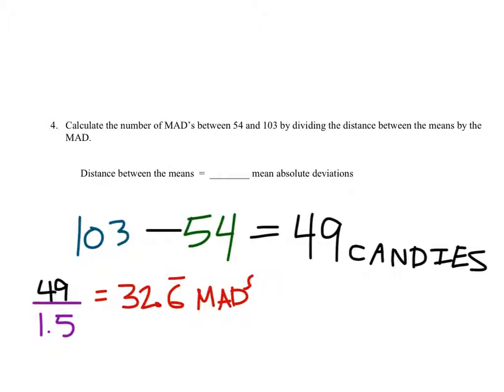Alright, so number 4, the distance between the means was 49, which is about 32.6 repeating mean absolute deviations. We can just fill it in these boxes right here.